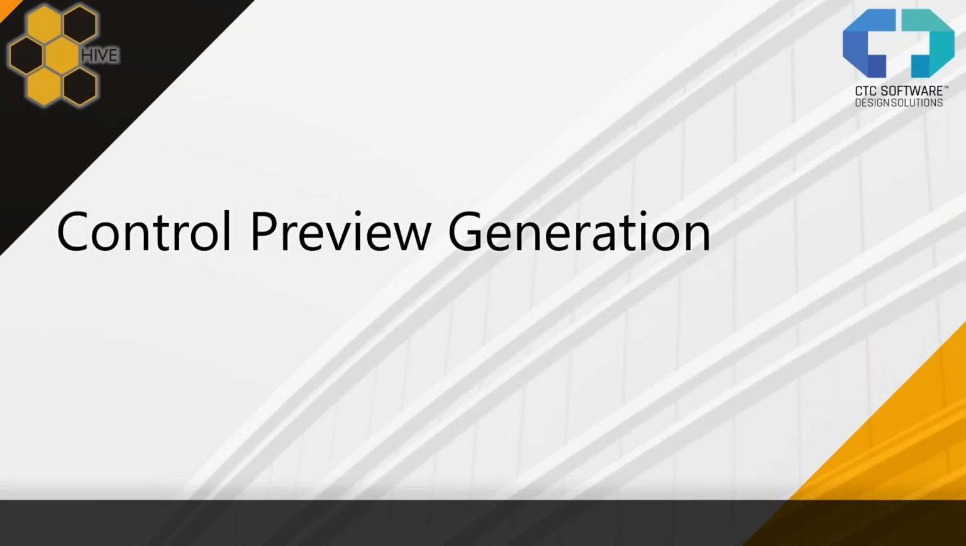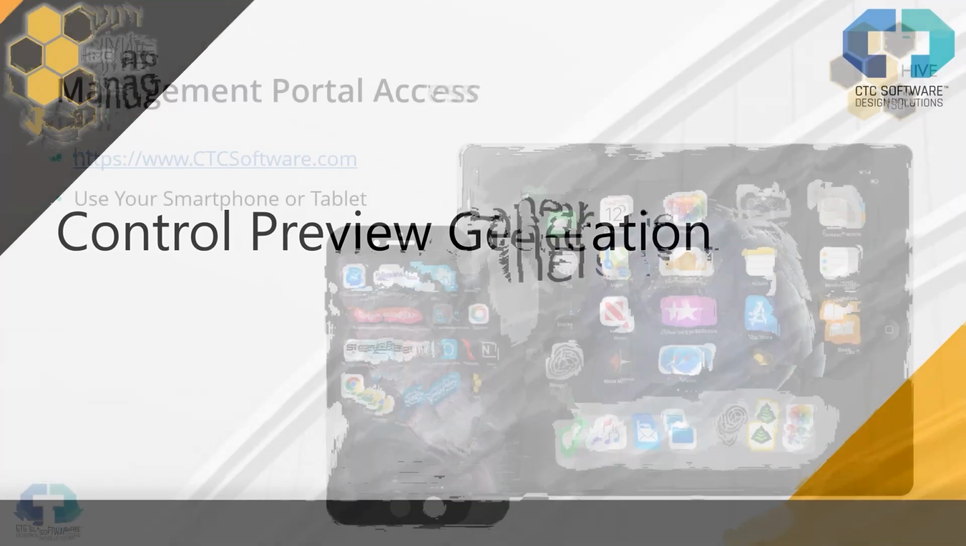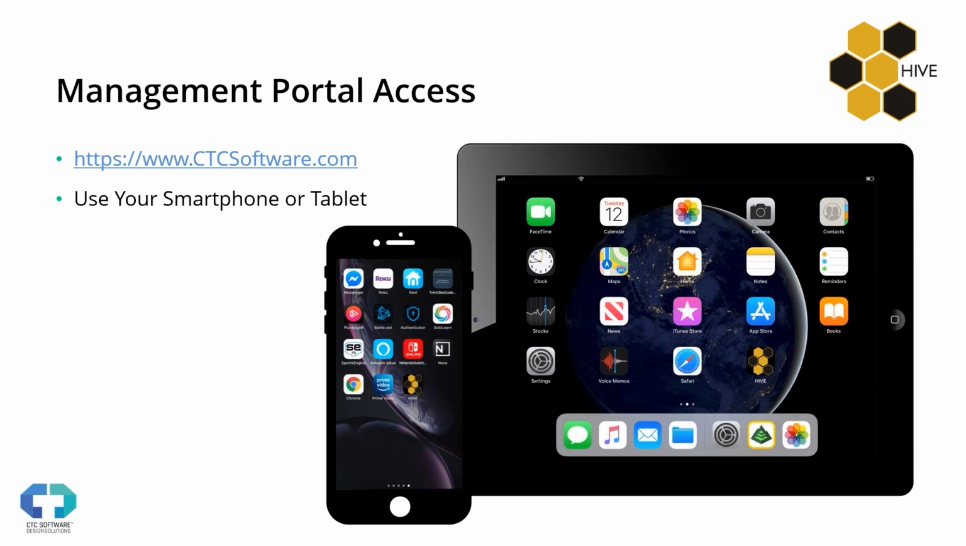So first off, we're going to take a look at controlling the preview generation settings, and we're going to be doing this from the portal because that's where this setting is actually controlled, for the core preview generation settings. You can go to ctcsoftware.com. Now, if you happen to not be at your desk and you want to use your iPad or your iPhone, your Android phone, your kid's Chromebook, it doesn't matter. If you've got a web browser, you can do some of this administration.